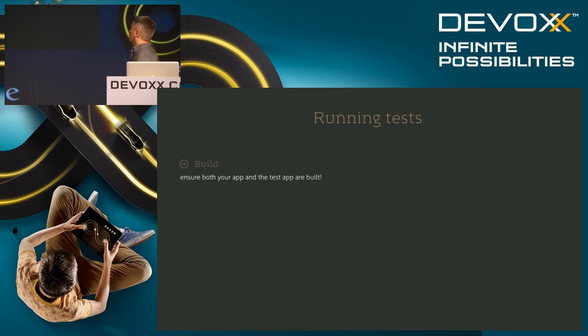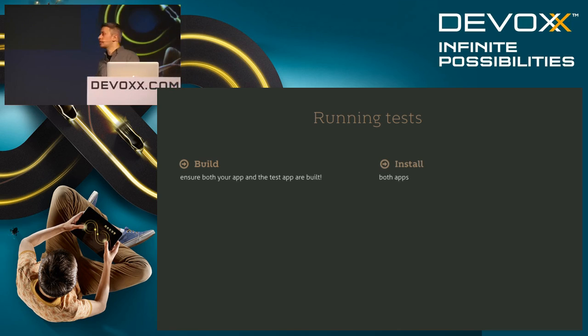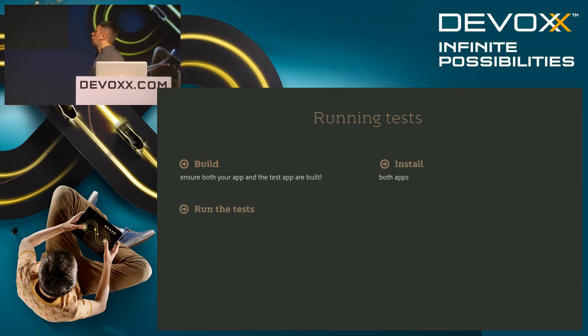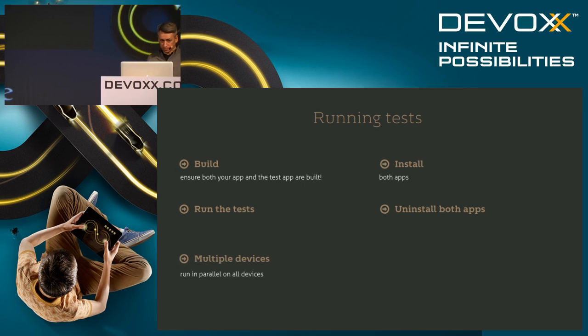Now, running. We've basically seen it. The Android tools will make sure that both of the apps are built, run, installed, and nicely uninstalled at the end. And as I said, for multiple devices, the instrumentation testing infrastructure will nicely take care of it. And the command, as we've seen, is Gradle connected check.